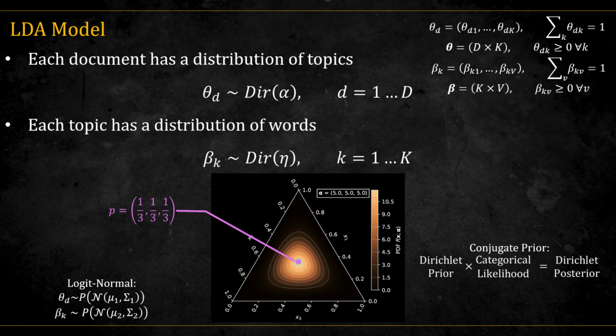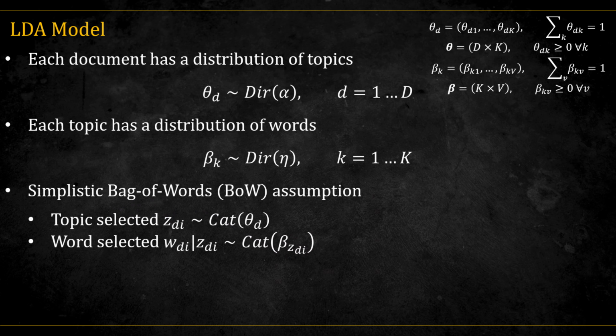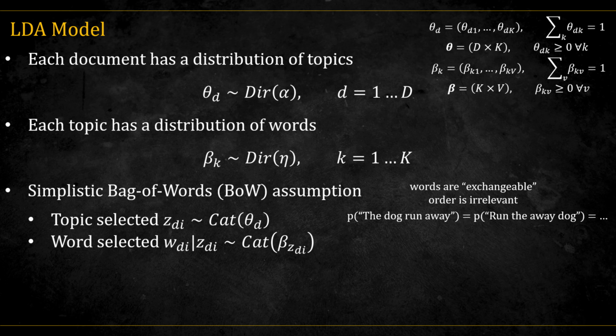Anyway, once we have these priors, we can draw for each document a distribution of topics, and for each topic a distribution of words. The model then makes a very simplistic bag of words assumption, meaning that the order of words is not important. Words are exchangeable. You can think of exchangeability as a weaker form of independence. The claim here is that the probability of "the dog ran away" is the same as "ran the away dog," or any other order of words. This is obviously false, but for the purpose of topic modeling, it's good enough. And it turns out that even such a simplistic model still managed to give us good results.